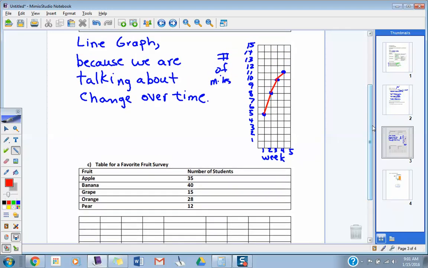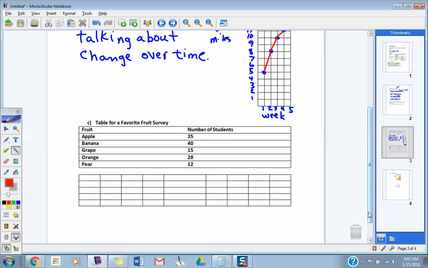Next one says it's a table for a fruit survey. It says maybe at the lunch line, kids have to choose a fruit, and then this tells you how many they chose. Okay. So am I showing data over time? Am I showing data by categories? Am I showing 2 sets of data that we're trying to compare? Apple, banana, grape, orange, pear. What is that?